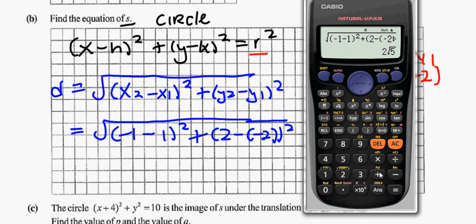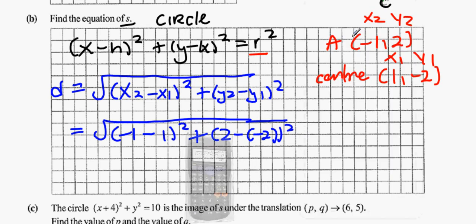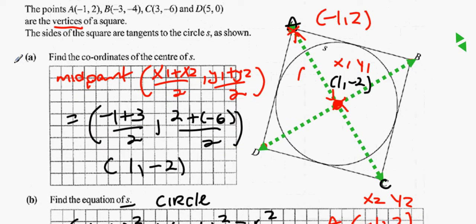Okay, so the radius of the circle. Now, if we just look at this, we've actually made an error. This is actually too big. It's not actually the radius of the circle at all. So, excuse me about that one.